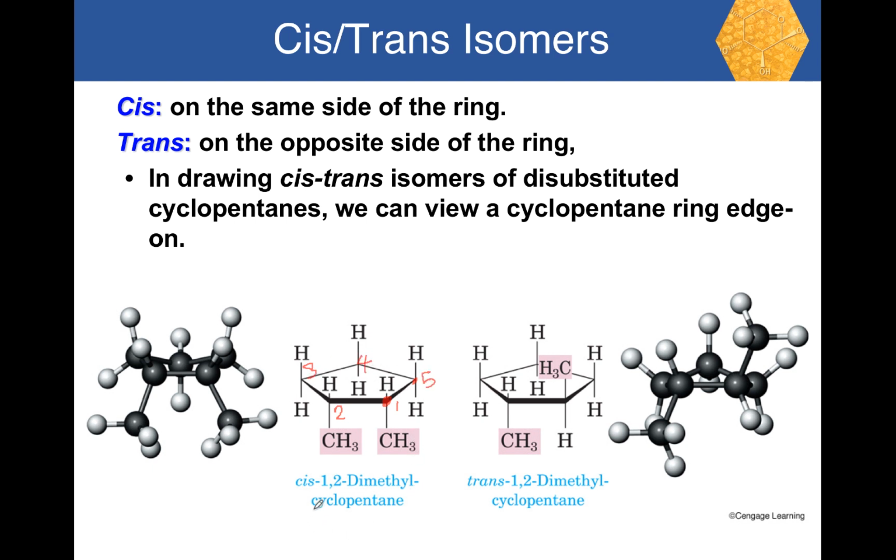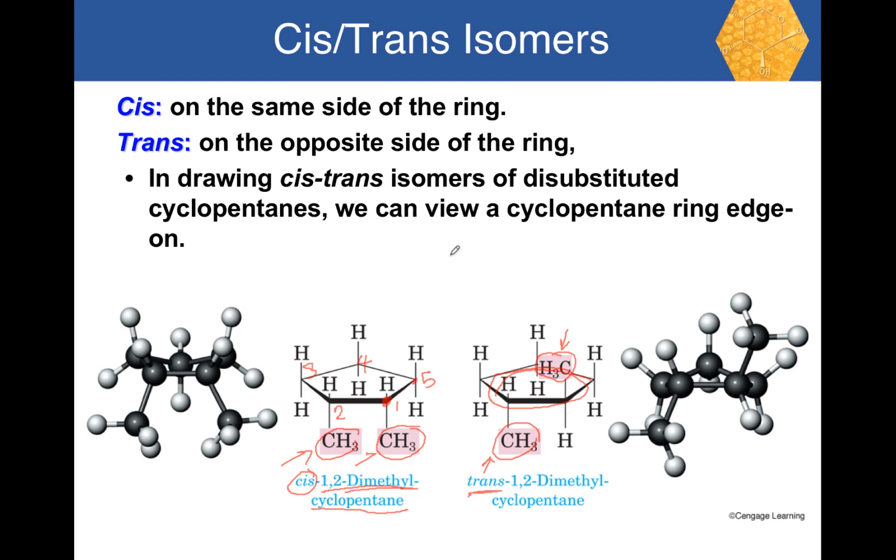So that's a cyclopentane. Two methyl groups on carbons 1 and 2, so dimethyl, same side, so it's a cis. This is the trans because we have them on opposite sides of the ring. Here is a ring. So one is above and one is below. So look out for that.